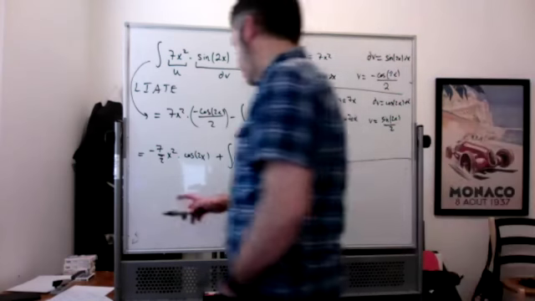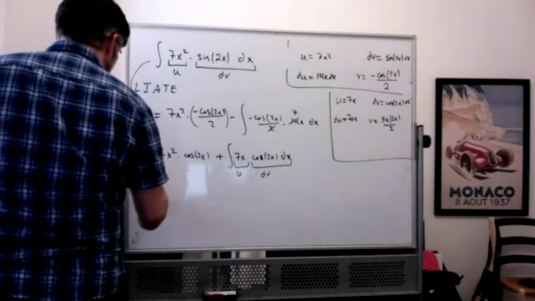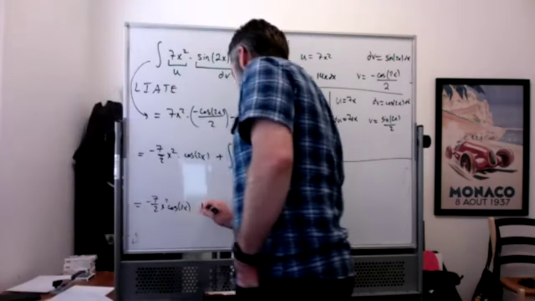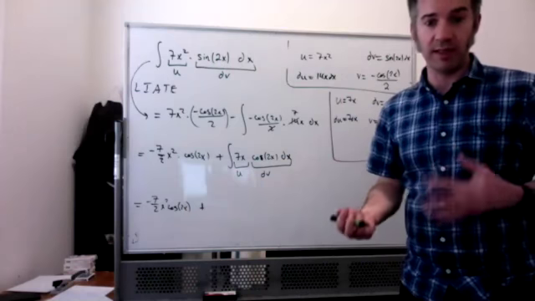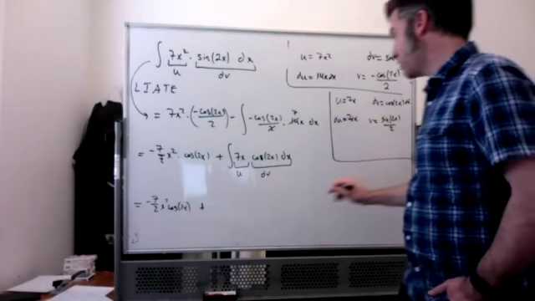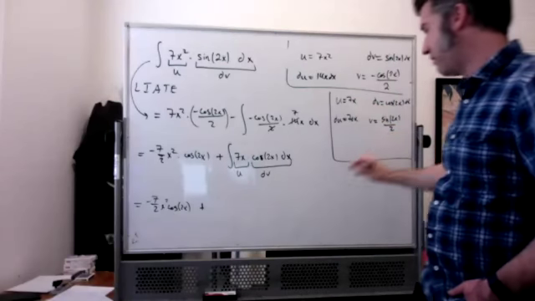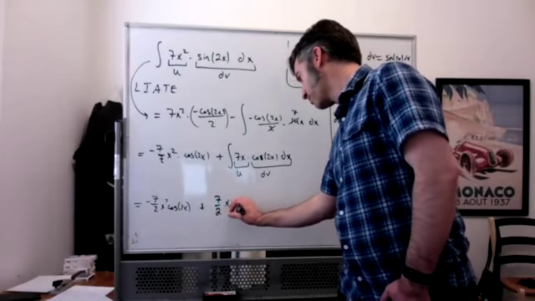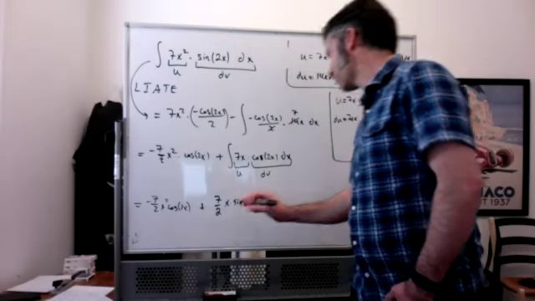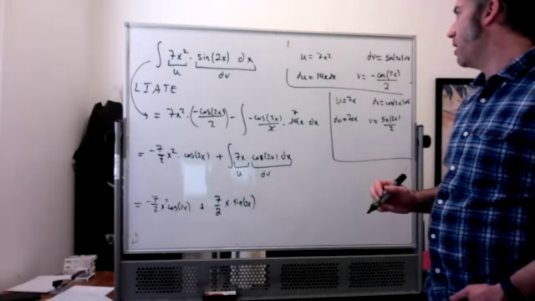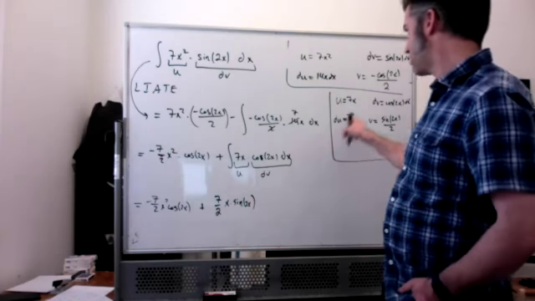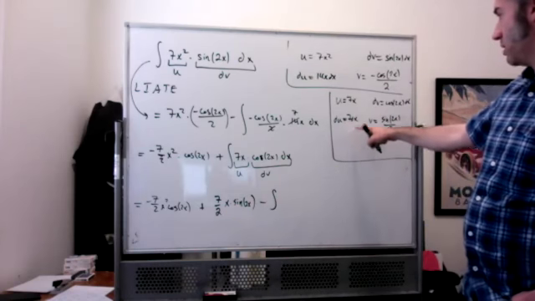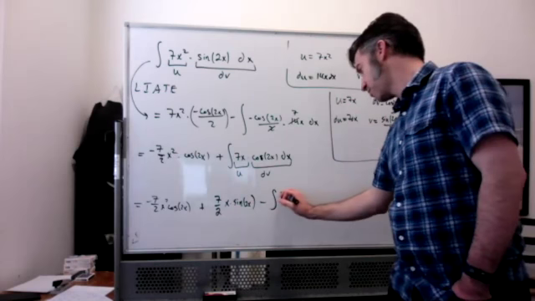All right, so now our answer is going to be, we still have this piece here, this negative 7/2 x squared cosine of 2x, plus, now for this integral, we're going to do integration by parts, so uv minus the integral of v du. So uv is going to be 7/2 x times sine of 2x. And then minus the integral of v du, which will be 7/2 times sine of 2x.